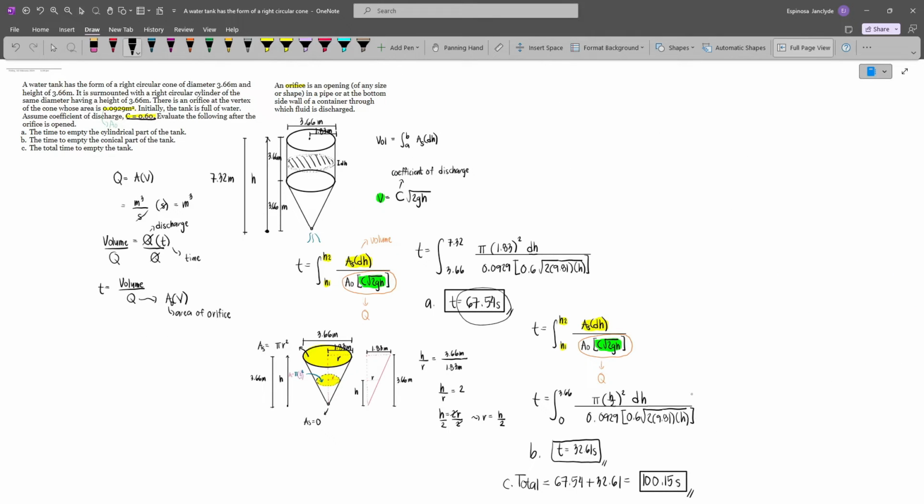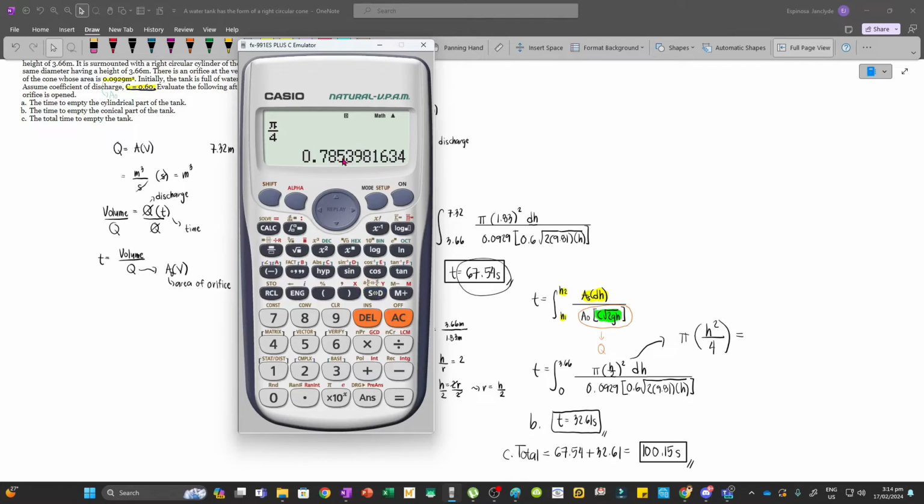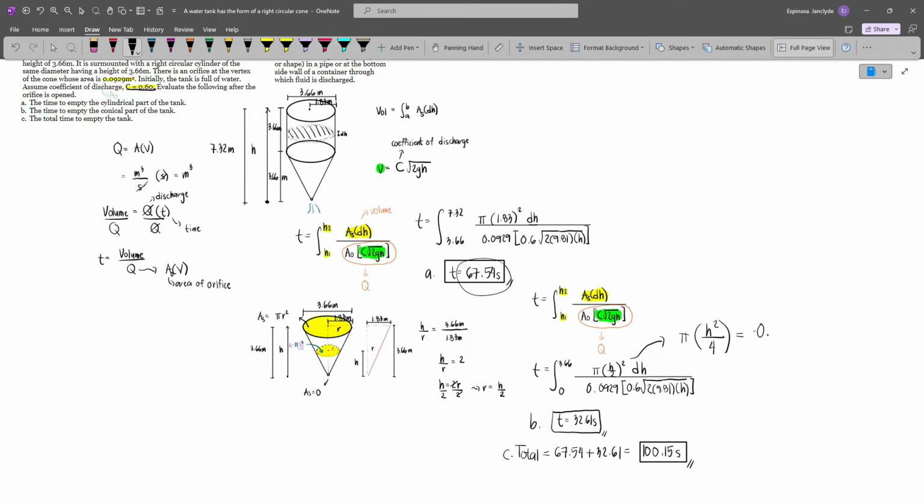Now sir, what do we get in CALTECH? What we get in CALTECH is the area in terms of the height. This surface area, or this one. Now, if we are to simplify this, this will become pi times h squared divided by 4. And so that'll be 0.785. So this is 0.785 times h squared.